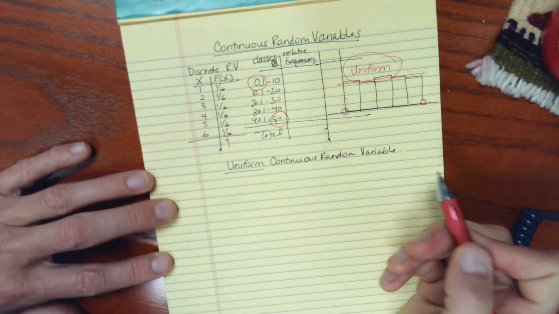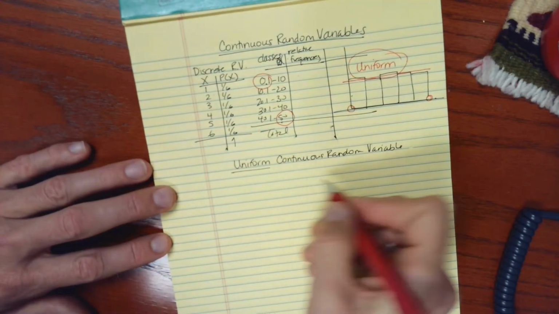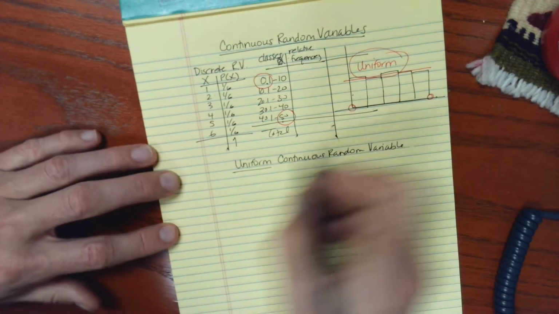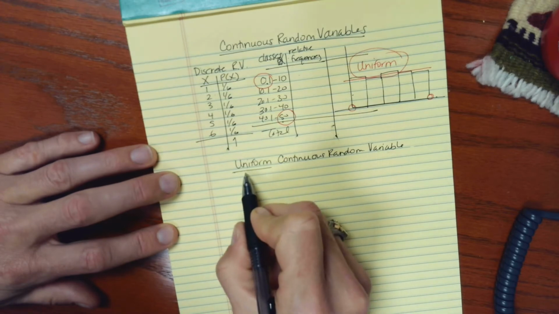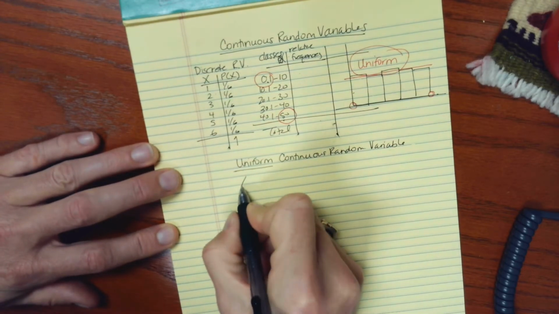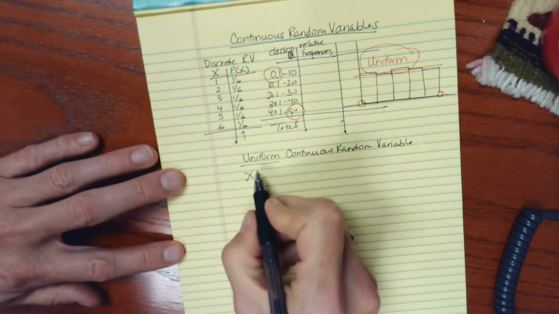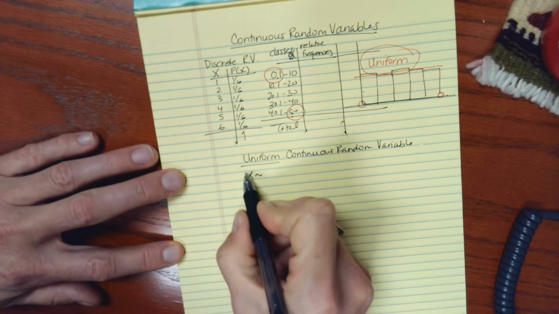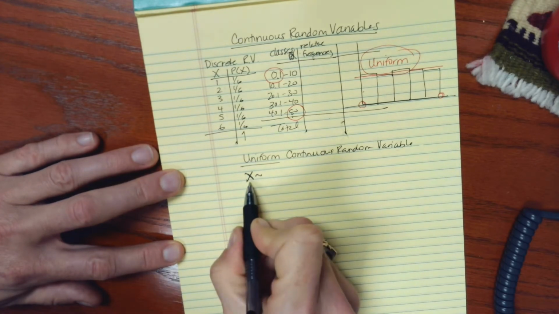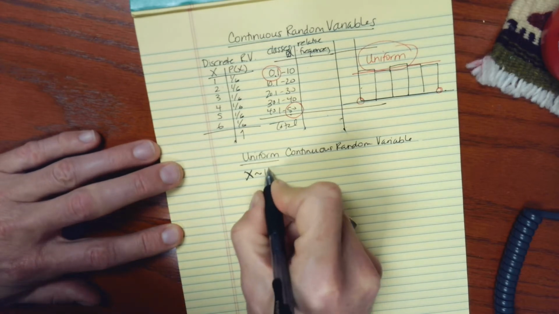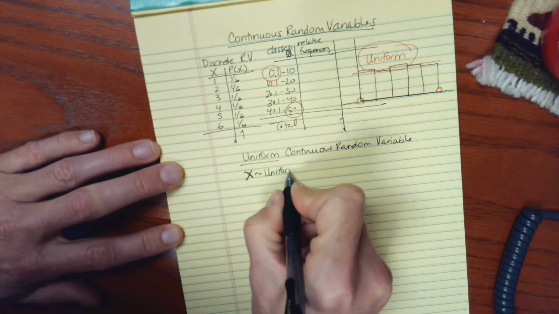uniform random variable distribution. A little shorthand notation: if we determine that a random variable does indeed follow a uniform distribution, I might say that the random variable x, and this symbol is the tilde, and we use it to say that this variable follows a certain distribution. In this case, I'll say a uniform distribution.